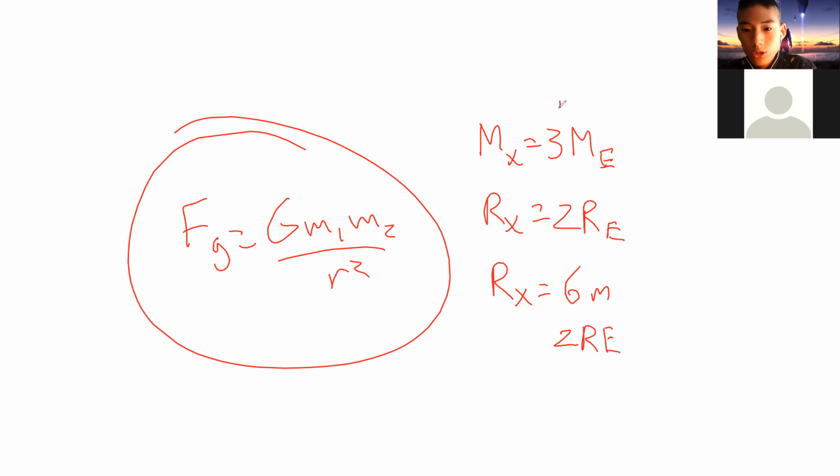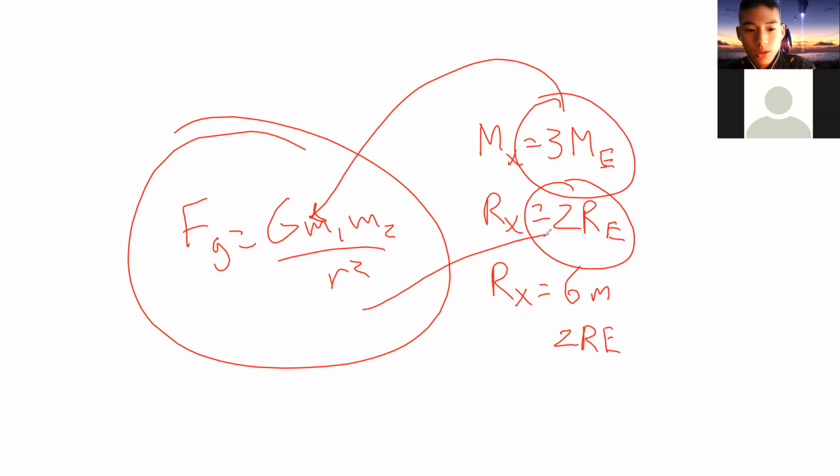Similarly, in here, what you would do is you take 3me and you substitute it into either m1 or m2, and you take 2re and substitute that as the r. So when you do r squared, you're actually getting 4re. Does that give you some sense of what's happening?